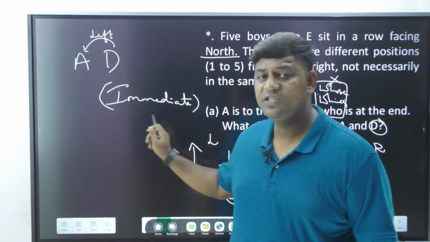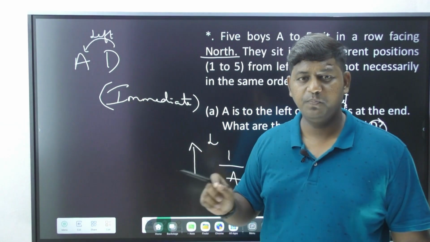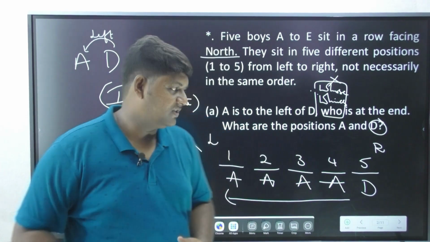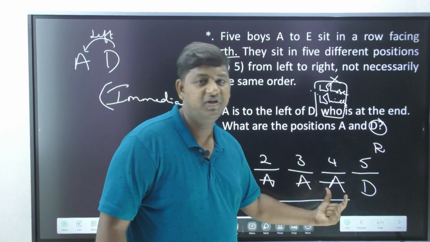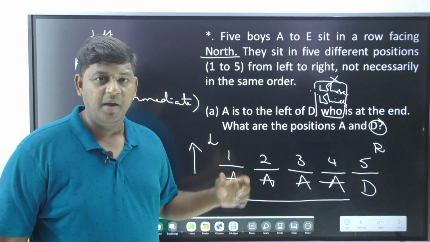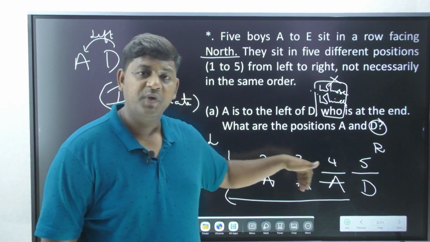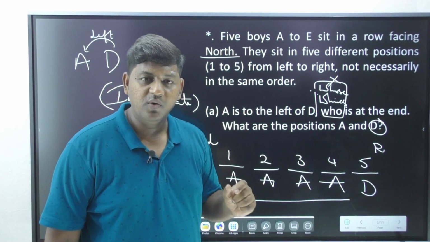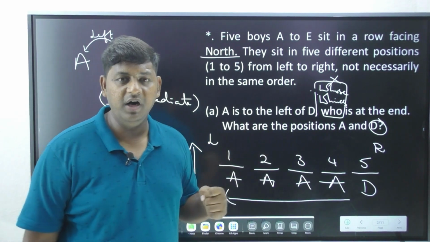Because of a small keyword which is missing over here. What is the keyword which is missing over here? Immediate. So please, dear friends, always remember, if immediate is given, yes, you can allow A at position number 4 only. You cannot allow him any other position. But if immediate is not given, you are going to receive a lot of possibilities. So it is better you always look out for this keyword in your exam.